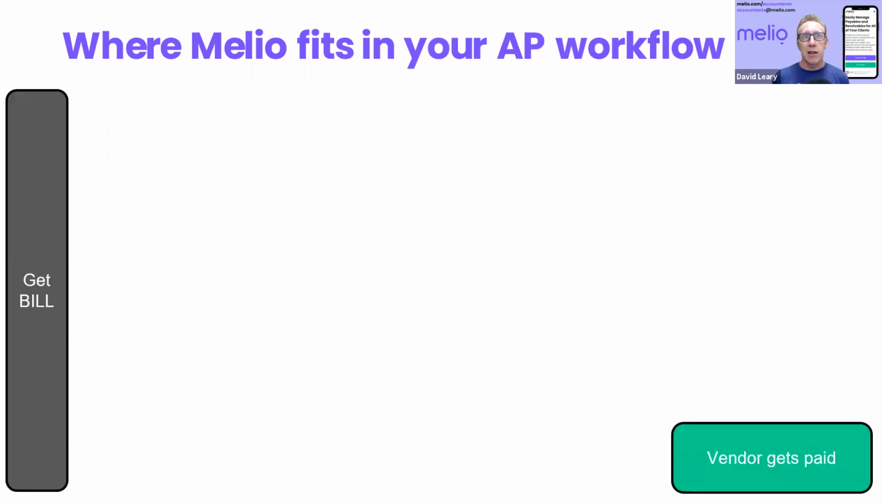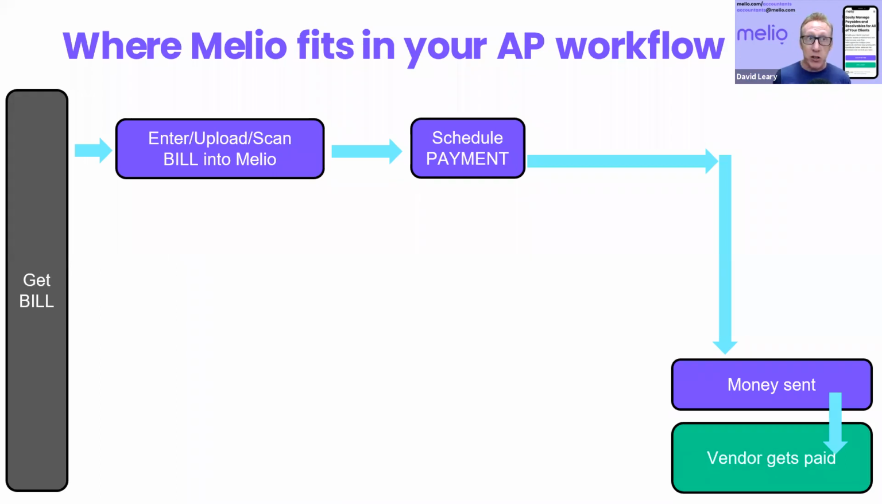And so really there's kind of like 4 paths to do this through Melio. One is very straightforward. You upload or scan your bill directly into Melio. You schedule a payment in Melio. The money gets sent from Melio. The vendor gets paid. So this is the simplest way to do this. And if you notice, these are all purple for purple Melio.